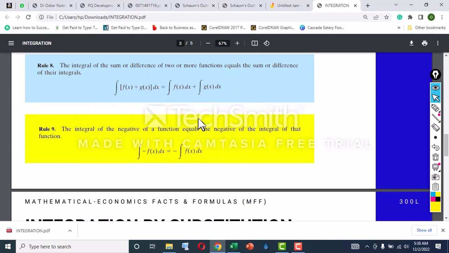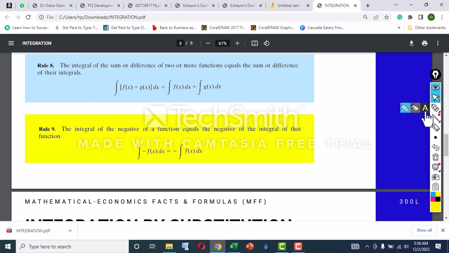Now we want to integrate. It seems there's one that I don't have here that I may have to add. I'm not sure, I can't remember, but I'll think in case I see it. So the integral of a negative of a function equals the negative of the integral of the function.